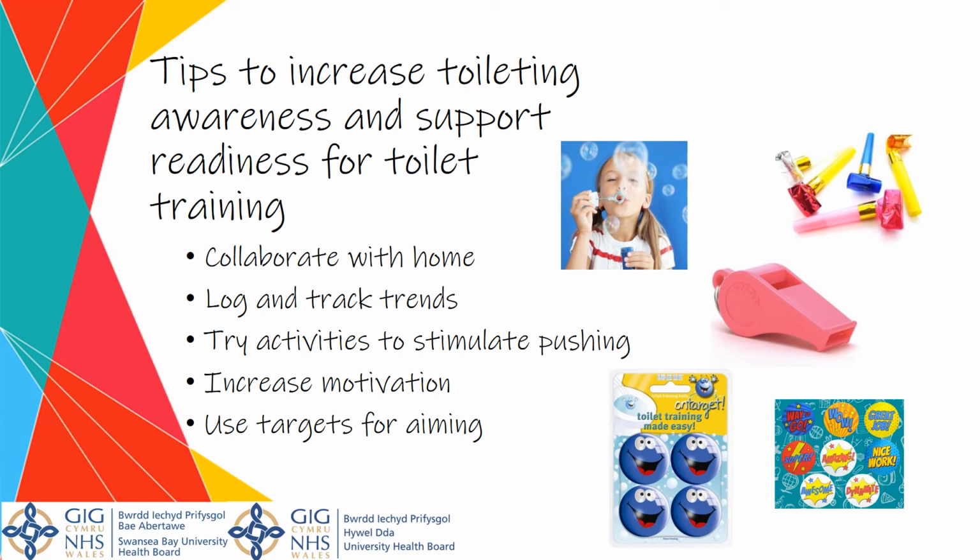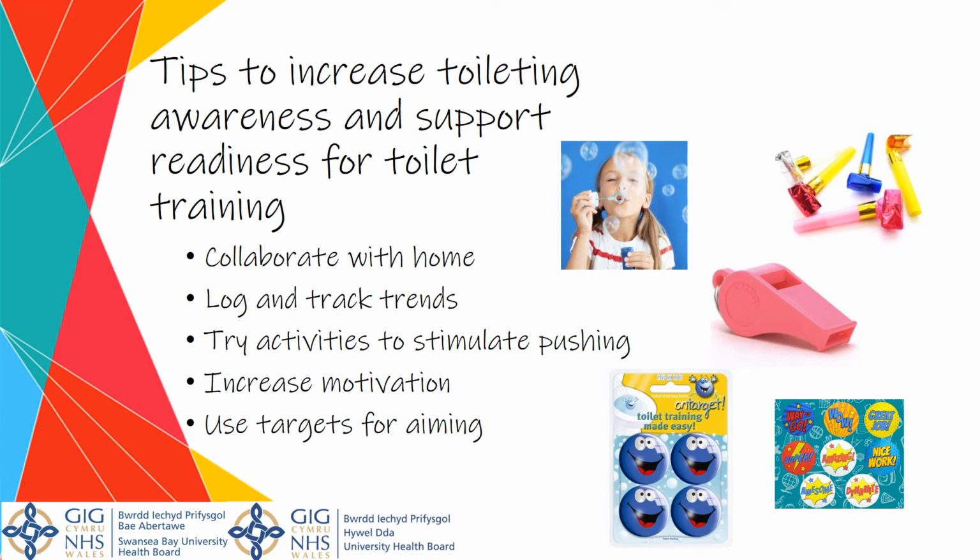Another strategy is to encourage a child to place their hands on their lower stomach whilst they're sitting on the toilet to help them increase awareness of their muscles contracting. Blowing activities while sat on the toilet help to stimulate pushing. For example, you can get a child to blow some bubbles, blow party whistles and musical instruments.